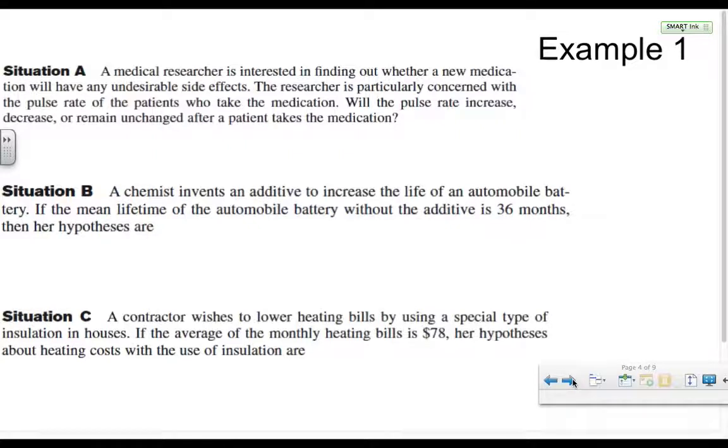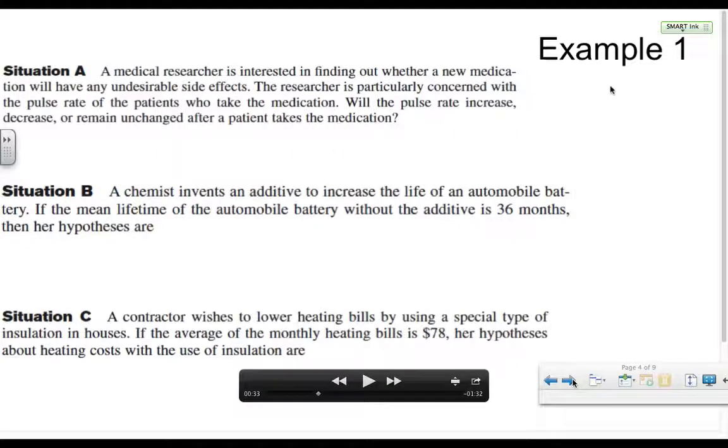So situation A says, a medical researcher is interested in finding out whether a new medication will have any undesirable side effects. The researcher is particularly concerned with the pulse rate of the patients who take the medication. Will the pulse rate increase, decrease, or remain unchanged after a patient takes the medication? So we have to think for a minute about what is it asking, okay? Is it asking us to prove that something is greater than, less than, or just simply different than what the normal value would be? And in this case, it's going to be simply different.